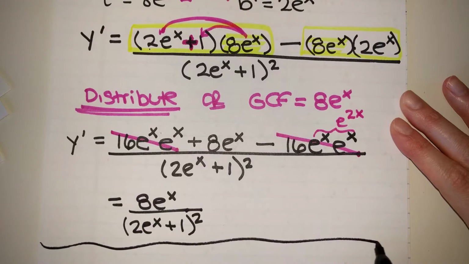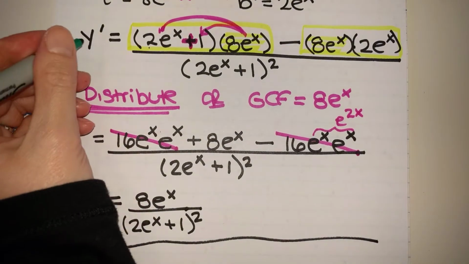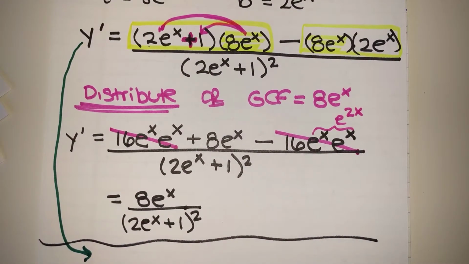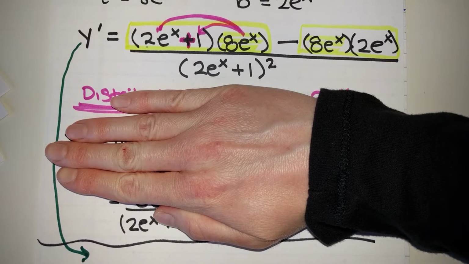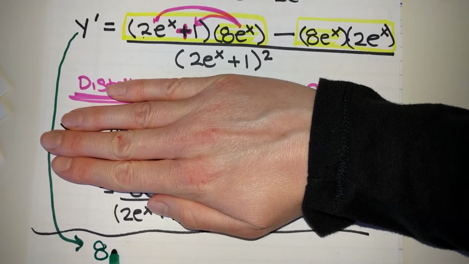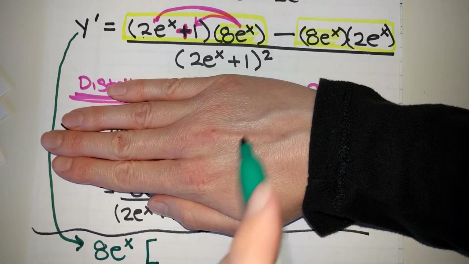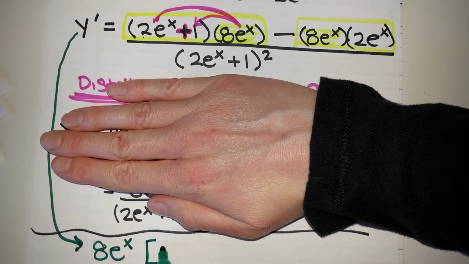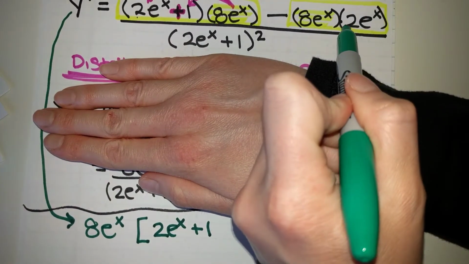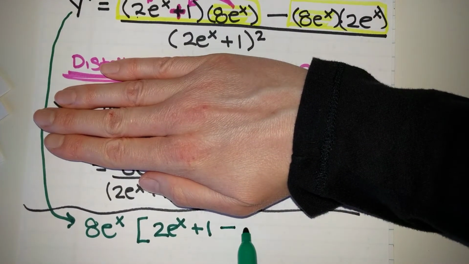Now, just as a side note, if at this point right up here, you had said, I'm not going to distribute, I'm going to factor out the GCF, what would happen in that case is we would not have this line here or that line there. We would just be starting at this point. And if I factor out the GCF, I would have 8e to the x. And then left over from this first term, I would have 2e to the x plus 1. And then from the last term, when I factor out this 8e to the x, I will just have minus 2e to the x.